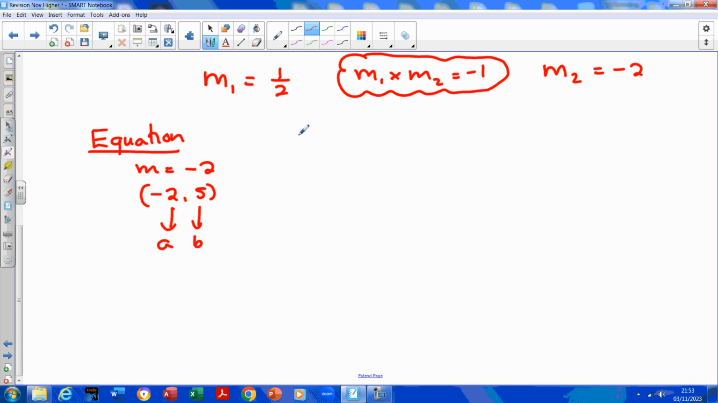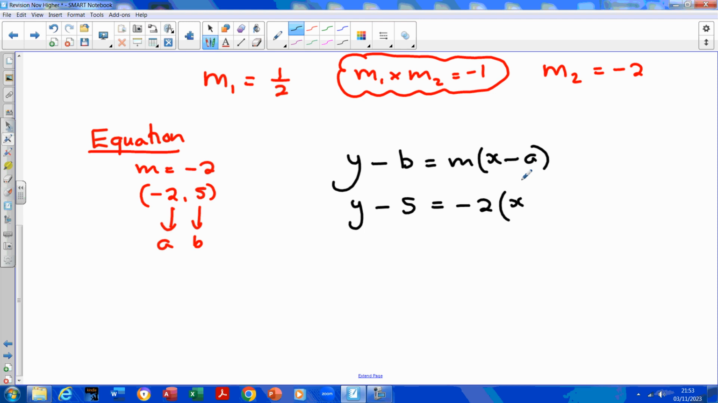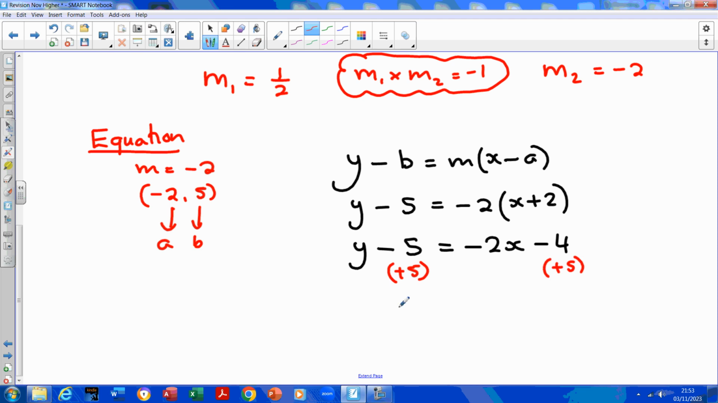So we're back again to our National 5. So y minus b is equal to m times x minus a. So therefore y minus 5 is equal to negative 2 times x minus negative 2, so it's x plus 2. Multiply out the brackets, so y minus 5 is equal to negative 2x minus 4. Don't want that negative 5 to be there, so we'll add 5 onto both sides. And when I add 5 onto both sides, the equation I get is y is equal to minus 2x, and when we add 5 onto that, we get plus 1. That's the equation of the line.